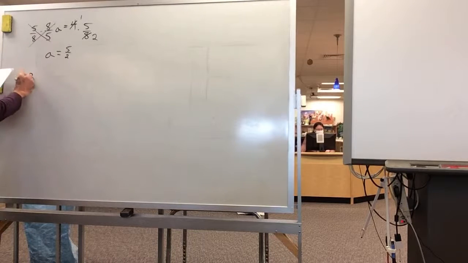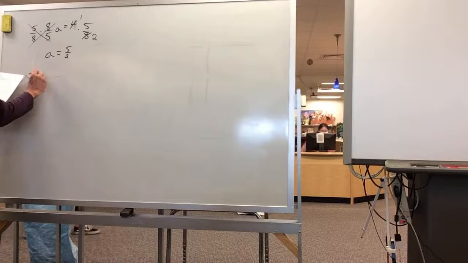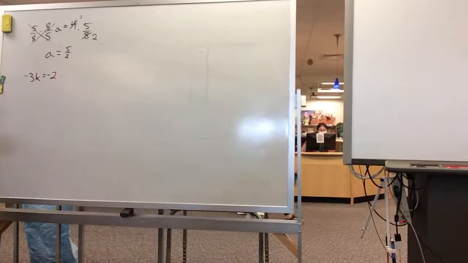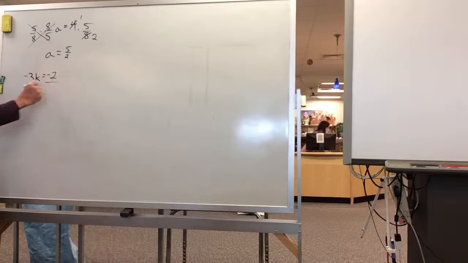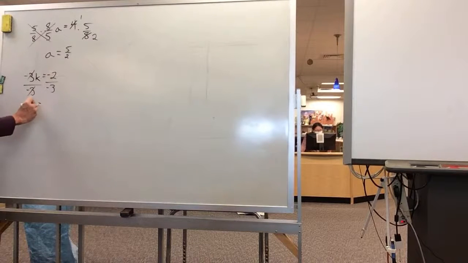The next question was 3k is equal to -2. So if we undo the multiplication with division by that same value, -3 divided by -3 is 1, therefore 1k. Negative divided by negative is a positive. That's just 2/3. We leave it as 2/3. Done.